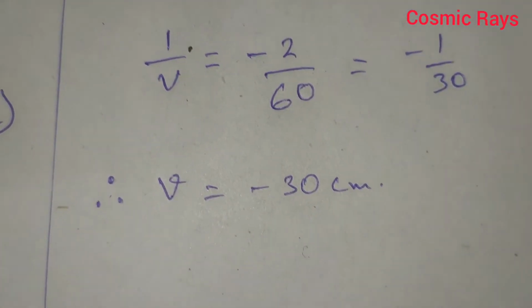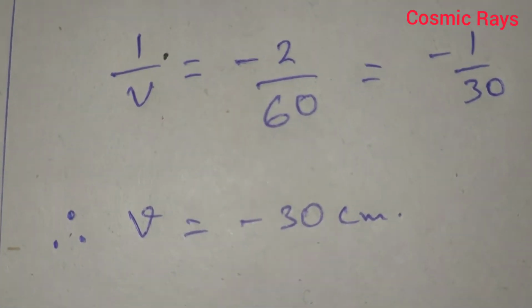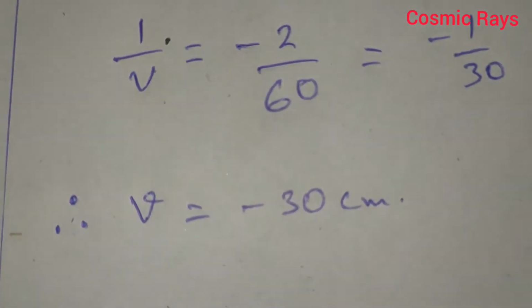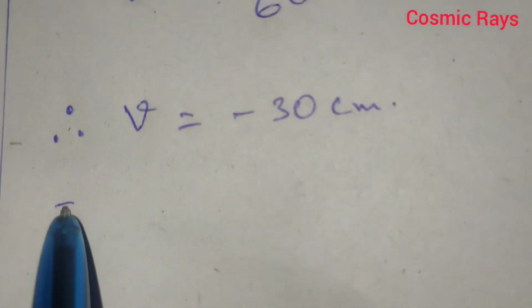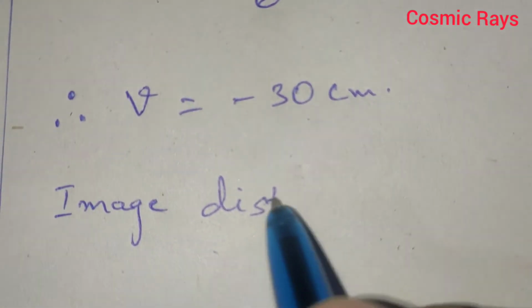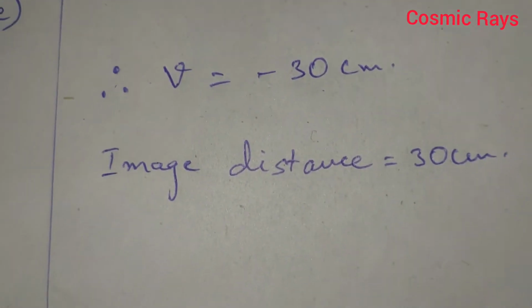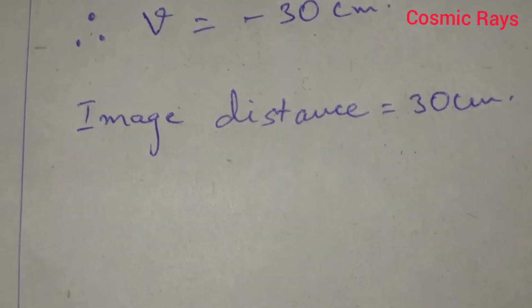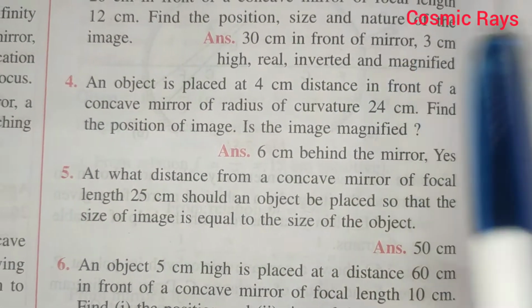We will simply write that the distance of the image is 30 centimeter. Image distance 30 centimeter. We have been asked about question number 3, which says size and nature.